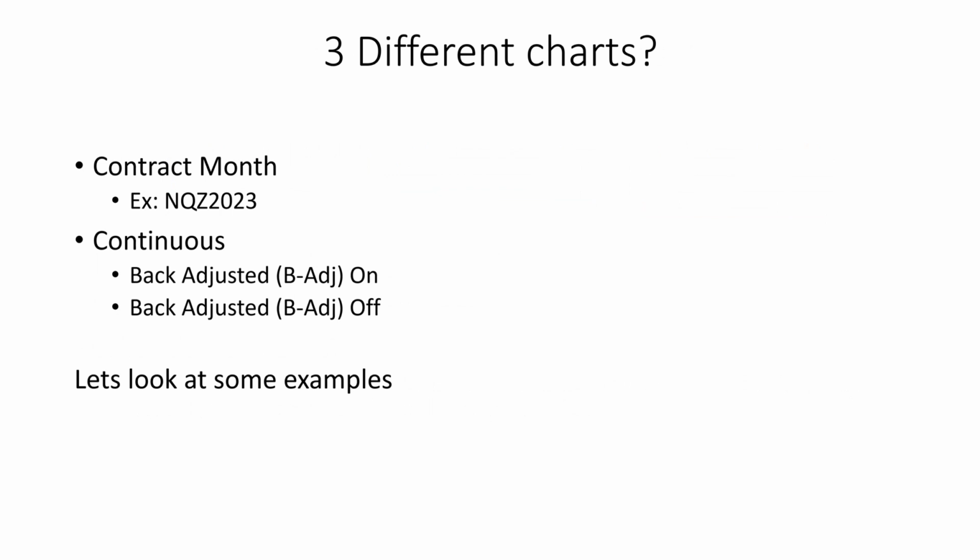Now with that in mind, there's three different charts. You're going to have the contract month. Typically, if you use TradingView, you're going to see NQZ 2023. That's the current contract, the December contract. That might be NQU, NQH, NQM, and then the year for that specific contract. For continuous, that's going to be like your NQ1! or whatever it is. That's your continuous contract. There's two different types of continuous contracts: back adjusted on and back adjusted off. So let's look at some examples.